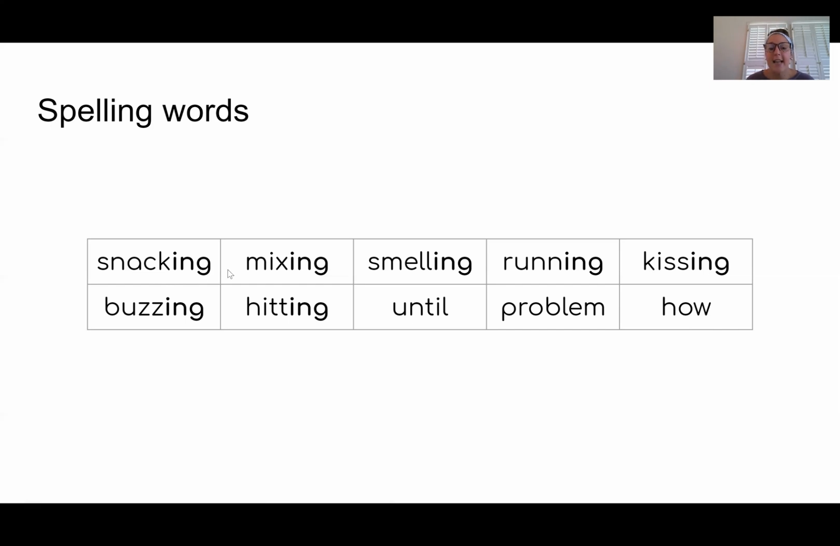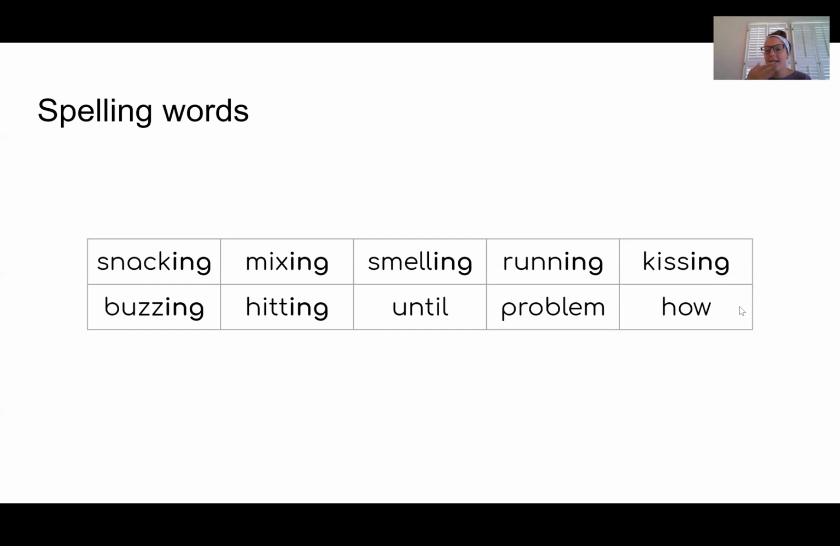Very good, it is snacking. Mixing, good job, friends. Smelling, good job. Running. Kissing. Oh my goodness, second graders, you're on fire. Good job. Buzzing. Hitting, yeah. Until, good job. Problem, good. Last one. How, very good, second graders.